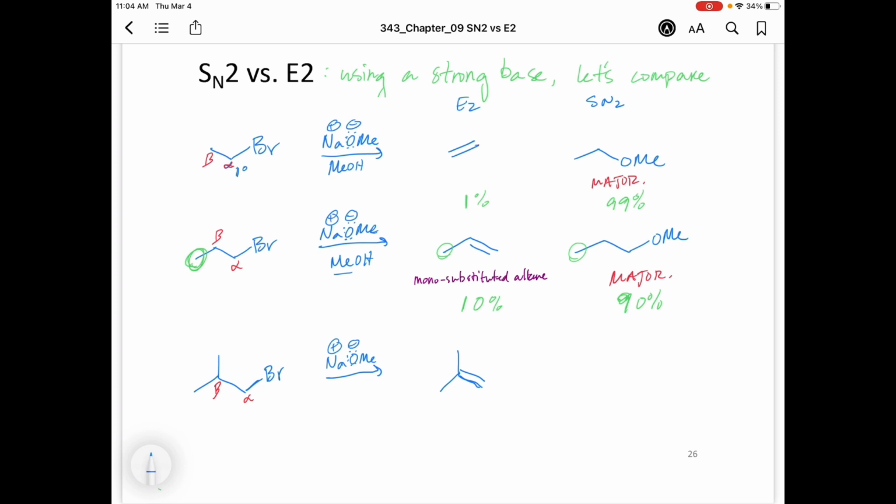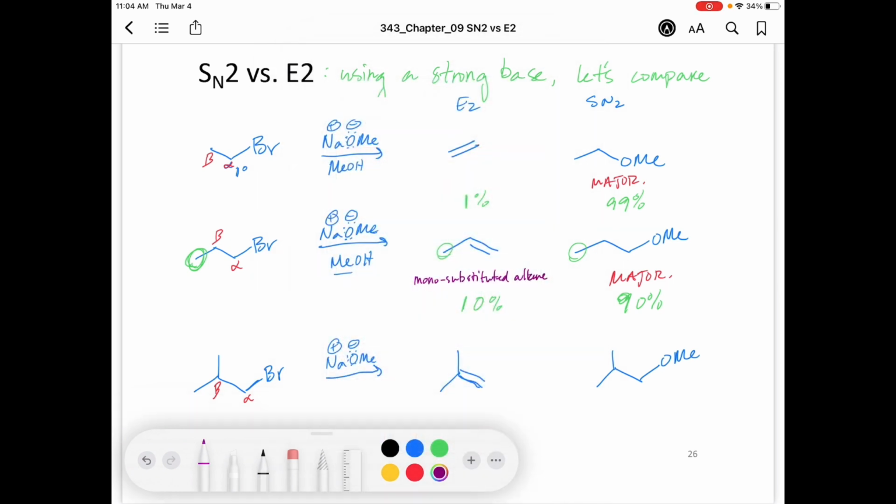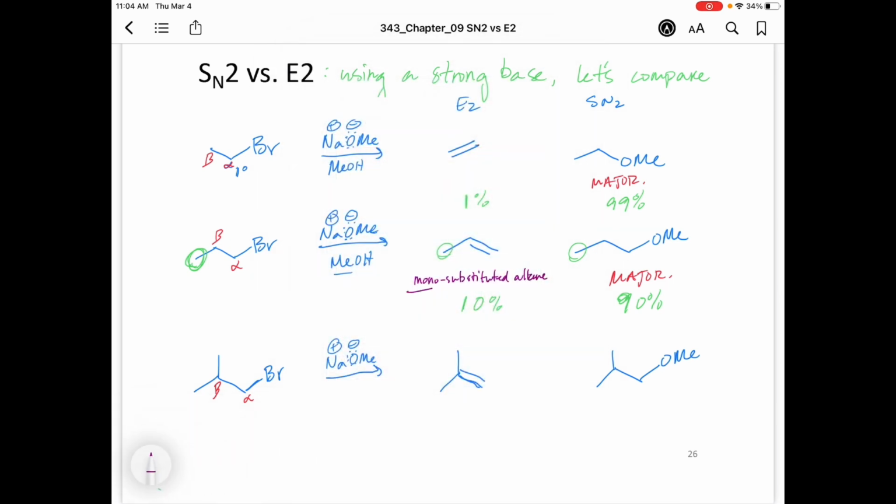That's from E2, and then our SN2 would look like this, right? We're replacing that leaving group with our nucleophile. Again, this sodium methoxide can act as a nucleophile or a base, but we're just comparing here the relative ratios. What's the major difference with the product here? Before we had a monosubstituted, and now you can see we have a disubstituted.